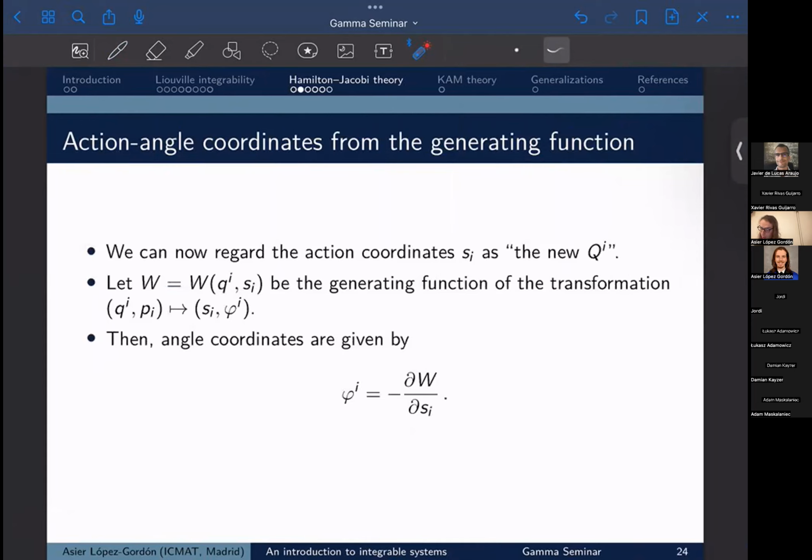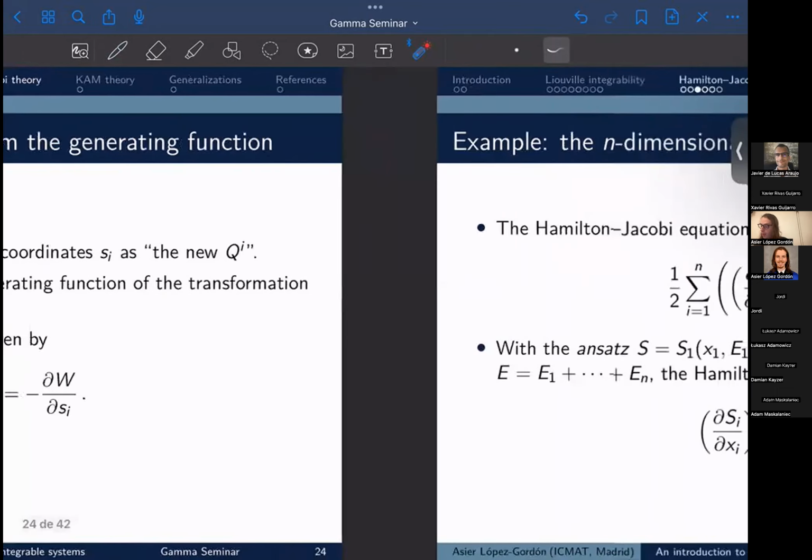Now we use these action coordinates as the new uppercase Q_i, let's say. So we also have a generating function for this new transformation: instead of q_i, p_i to uppercase Q_i, P_i, we have the generating function of the transformation to these S_i and these phi_i's that we want to find, that are the action coordinates. Then the angle coordinates will be just minus the partials of this new generating function with respect to the action coordinates.